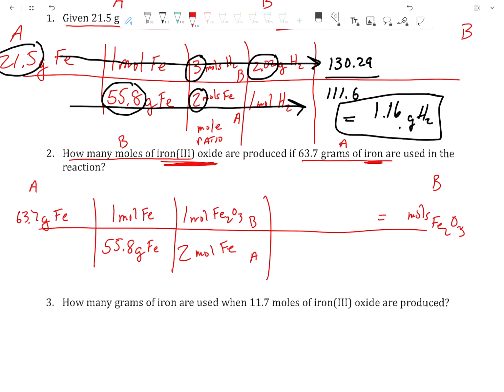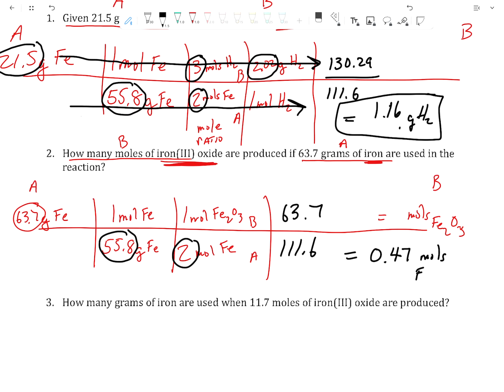And so now the problem becomes 63.7 times 1 times 1, which really is going to be 63.7, okay? And then you're going to take 55.8, multiply by 2, which becomes 111.6, I believe. And if we do our math, it comes out to be something like 0.47 or 0.57, one of the two. And that would be moles of Fe2O3. I'm just kind of doing this off the top of my head.